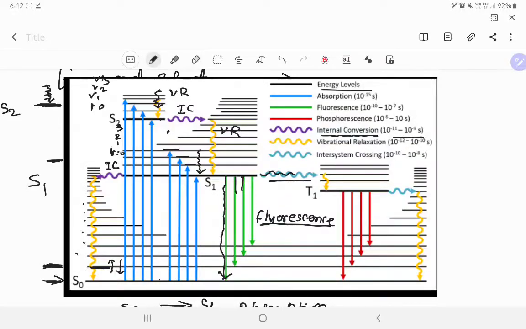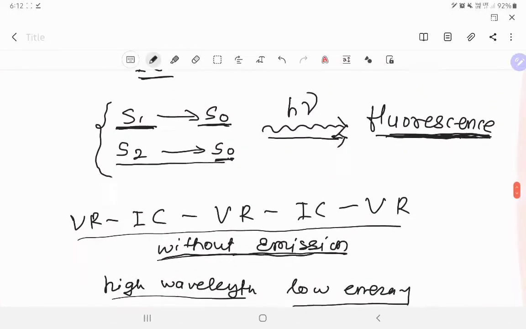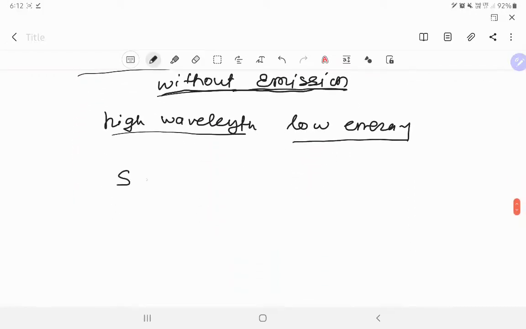Now what is that triplet state? The transformation from singlet S1 to T1. Why is there a transformation from S1 to T1? In case of S1, the electrons have paired spin, and there is a conversion of that spin. Spin is changed in the higher state, and this requires quite a large time, in the range of 10 raised to minus 3 seconds.